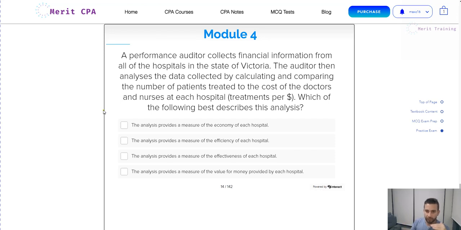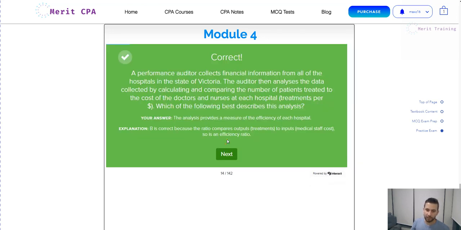Because the number of treatments per doctor has increased, right? Or it's implied to have increased. Or alternatively, maybe the cost per doctor has decreased and the number of doctors has decreased and the number of patients may have decreased or stayed the same, but it's proportionally higher per doctor treatment. Either way, that is an indicator of efficiency because it's talking about the number of resources used per treatment, right? That is efficiency. So clearly it's going to be B, and that's the correct answer.